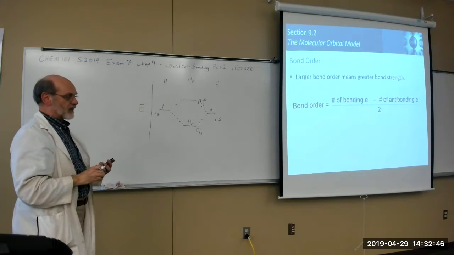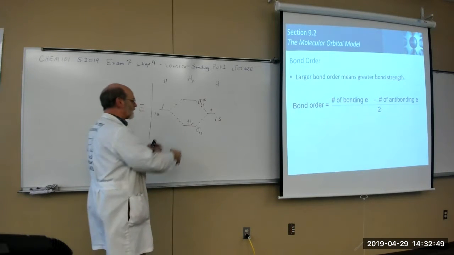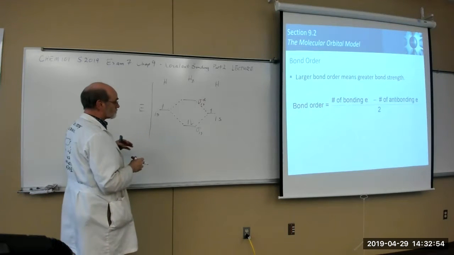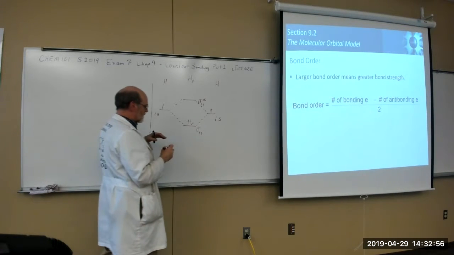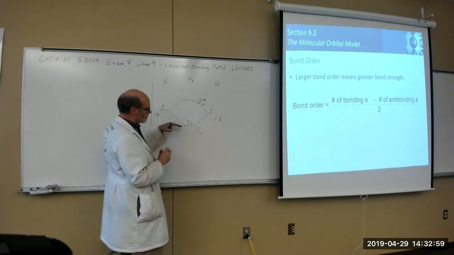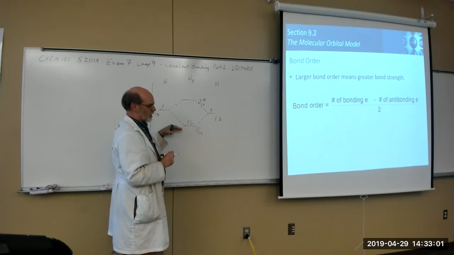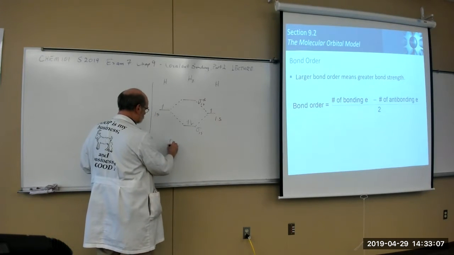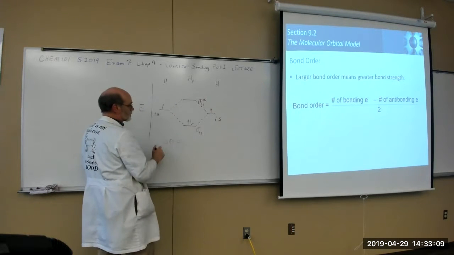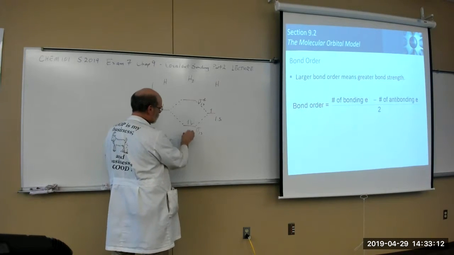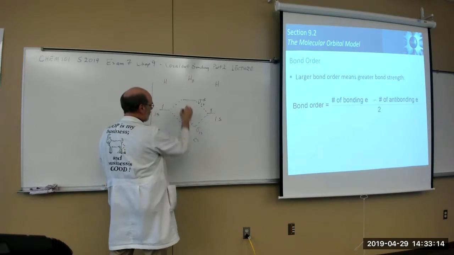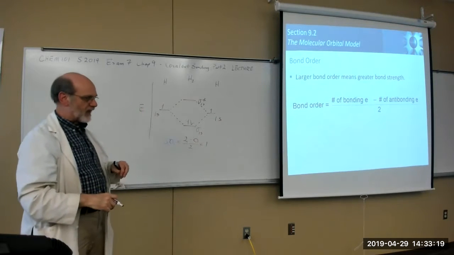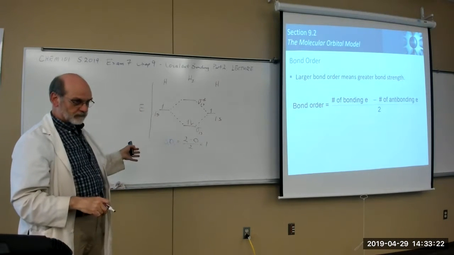Now, once you've got the molecular orbital, a useful calculation is called bond order. Bond order is simply the difference between bonding versus anti-bonding electrons divided by 2. So in this case, the bond order for dihydrogen would be 2 for the bonding minus 0 for the anti-bonding, divided by 2, equals 1. So the bond order of dihydrogen, H2, is 1.